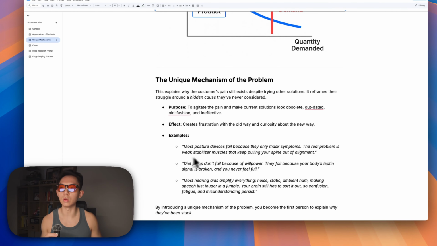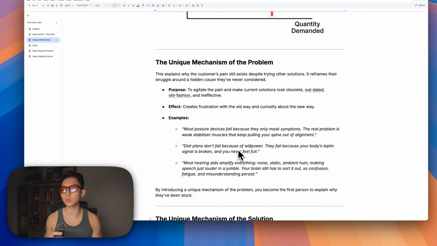Now let's zoom in on the unique mechanism of the problem. This explains why the customer's pain still exists despite trying other solutions. It reframes their struggle around a hidden cost they have never considered. And it's also the reason why a product exists in the first place. So the purpose of the unique mechanism of the problem is to agitate the pain and make current solutions look obsolete, because you are going after older solutions that are outdated, old-fashioned, or ineffective. The effect here is that it creates frustration with the old way and curiosity about the new way.